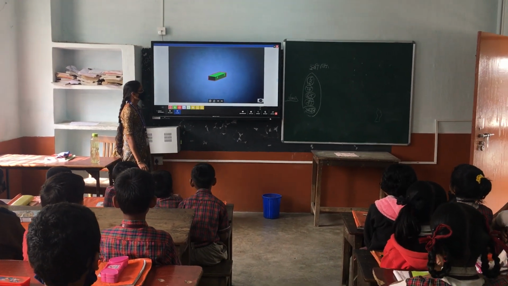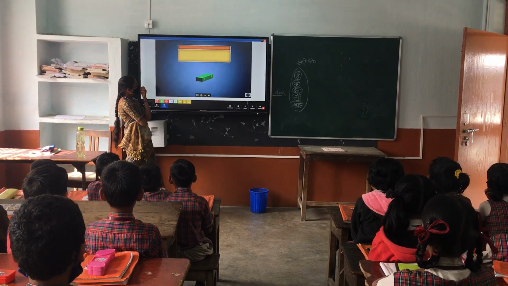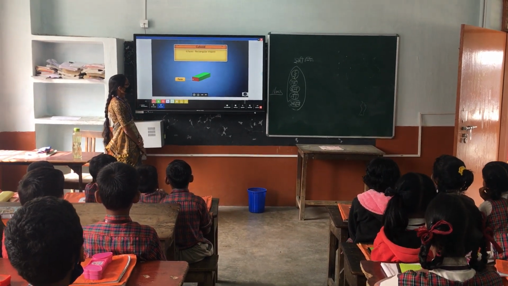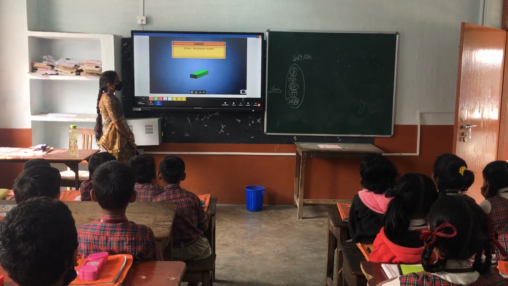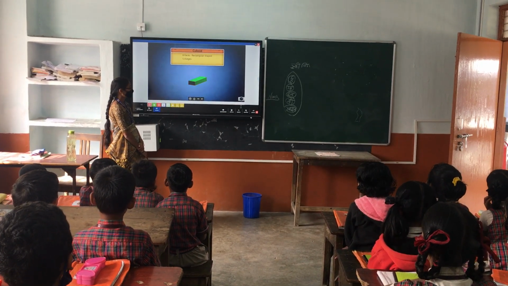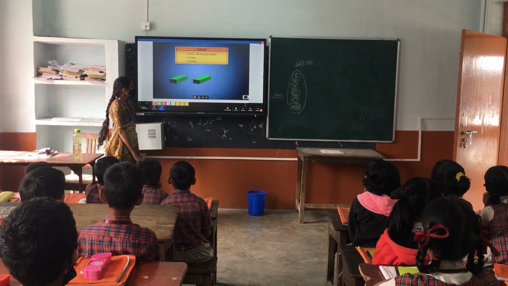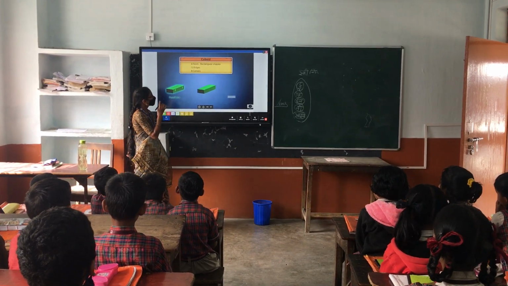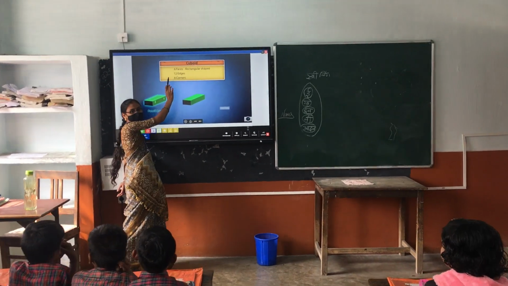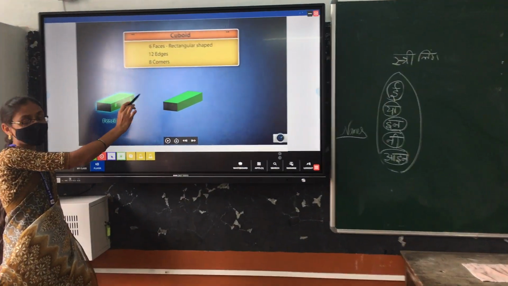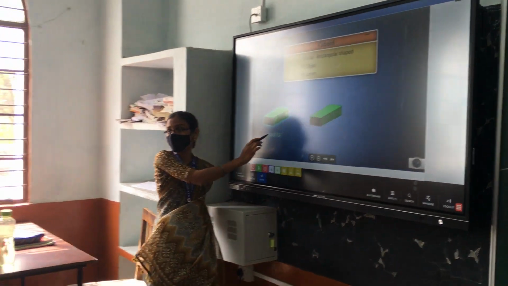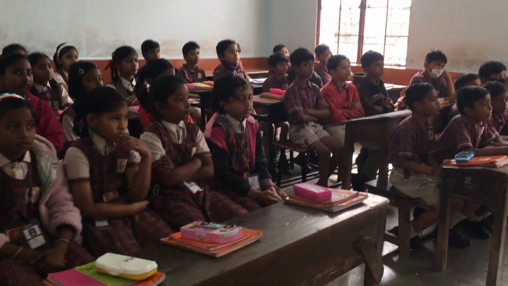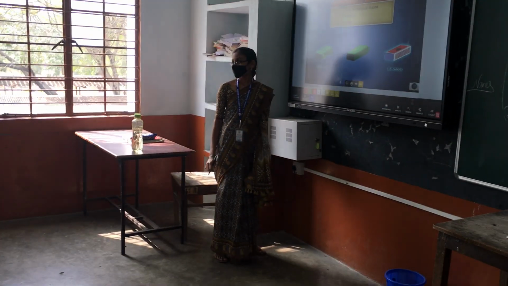Here's a pencil box. Its shape is similar to that of a cuboid. A cuboid has 6 faces. Each face is rectangular in shape. A cuboid has 12 edges and 8 corners. Besides the pencil box, several objects in our daily life are like a cuboid. One more example for the cuboid: have a look at this matchbox.